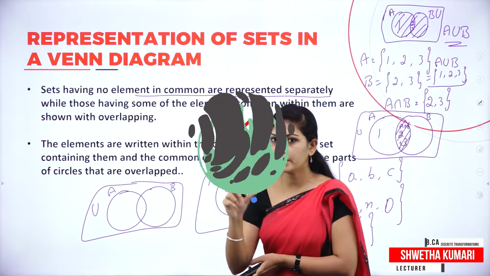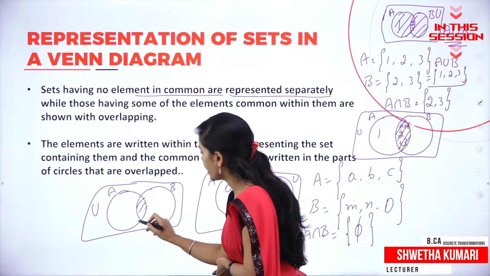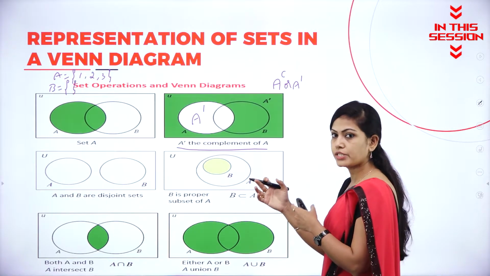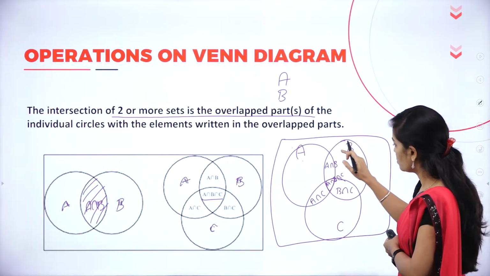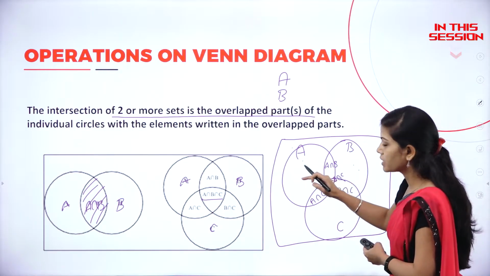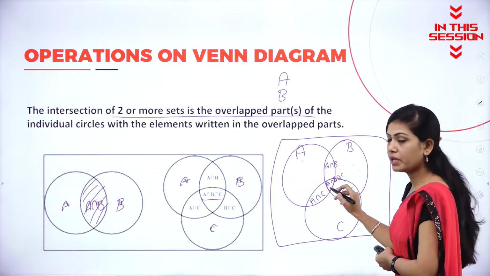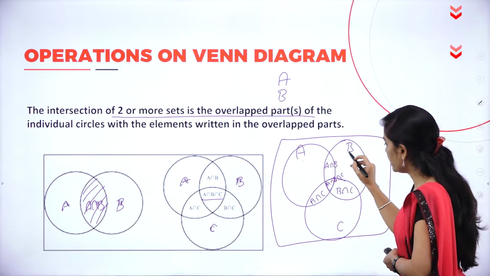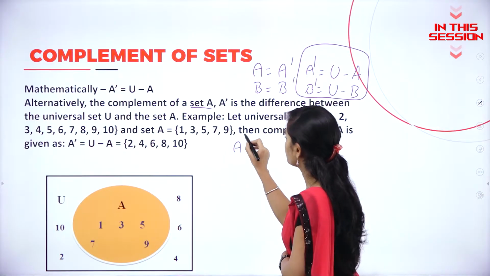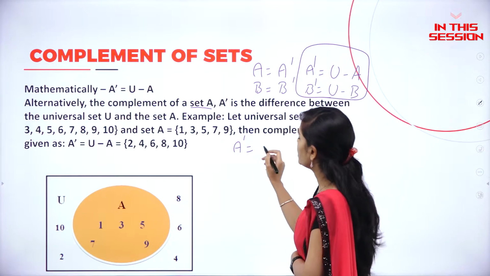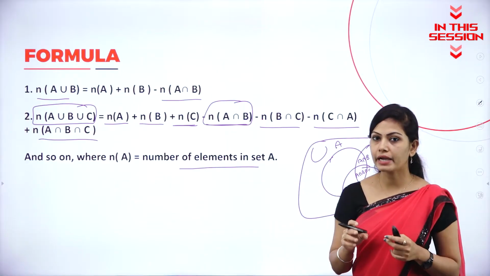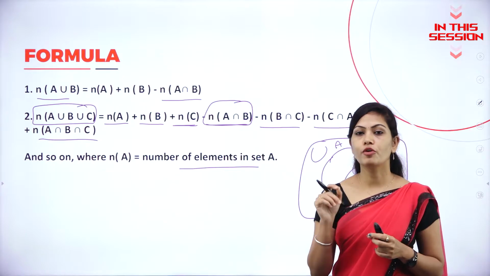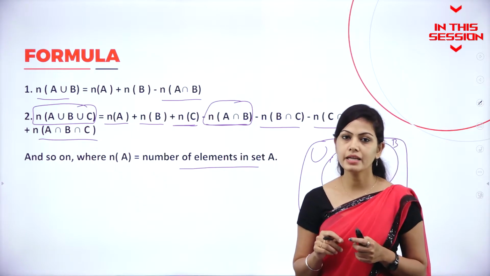If you have any common element in both the sets, you have to write it within the overlapping area. What is the complement of A? It is A dash. A complement is A dash. A intersection B, B intersection C and A intersection C. And the middle overlapping area is A intersection B intersection C. Complement of set A is the difference between the universal set and the set A. So a Venn diagram uses circles for representing the sets and relationships.